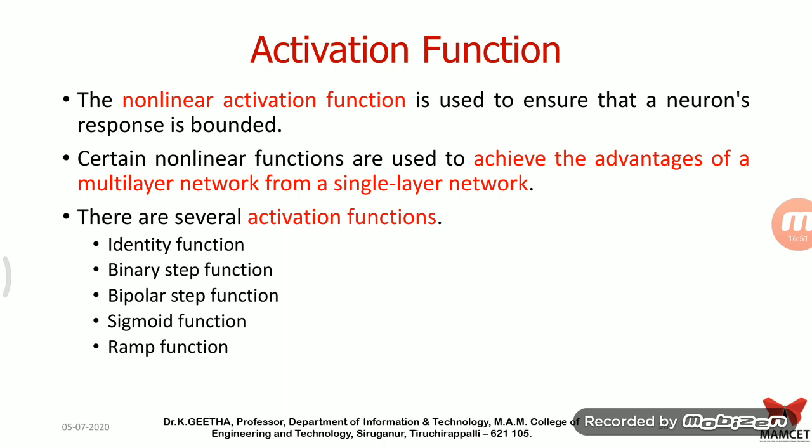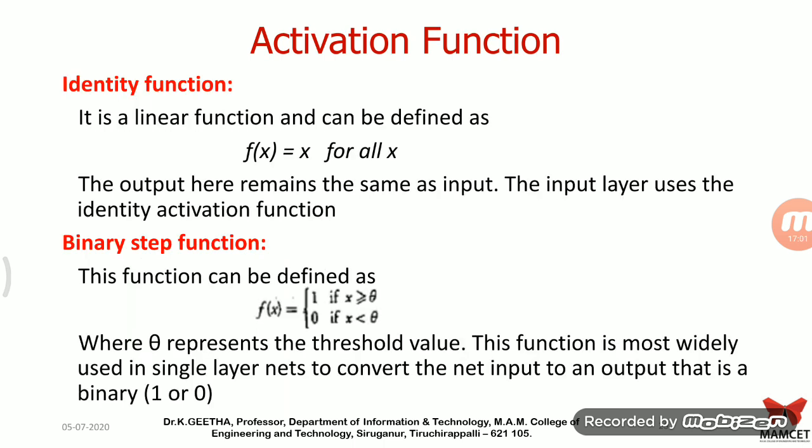There are several activation functions. Those are the identity function, binary step function, bipolar step function, sigmoid function and ramp function. The first one is the identity function. It is a linear function and can be defined as f(x) = x for all x. Here the output remains the same as the input. The input layer uses the identity activation function.